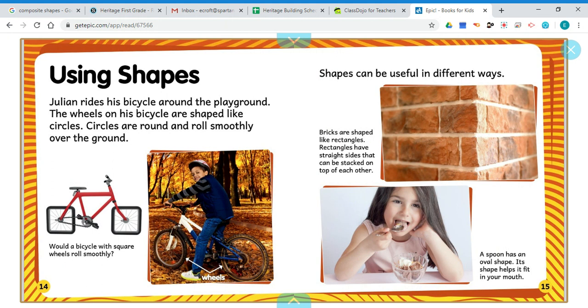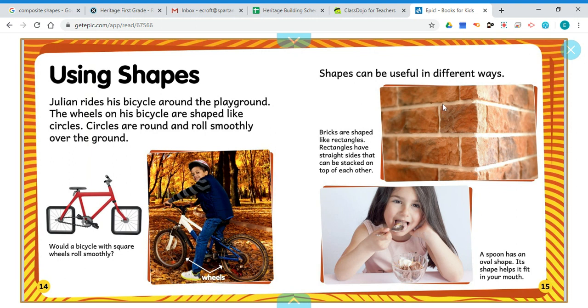Julian rides his bicycle around the playground. The wheels on his bicycle are shaped like circles. Circles are round and roll smoothly over the ground. Think about what it would be like to ride a bicycle that had square wheels. That would be a bumpy ride for sure.